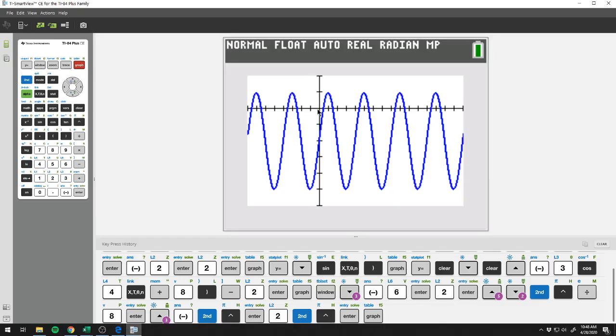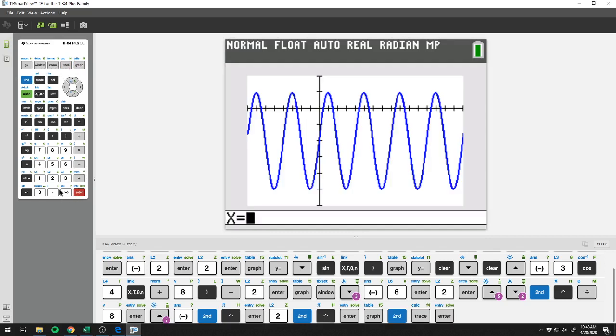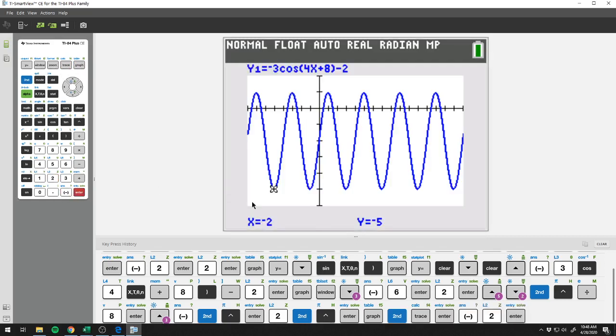All right. Since these are kind of weird intervals, what I want to do is, if I go to the calc menu and go to the value, if I type in x equals negative 2, it'll show me exactly where it is. All right. Now this is kind of where the start of our graph is. All right, we shifted left 2.